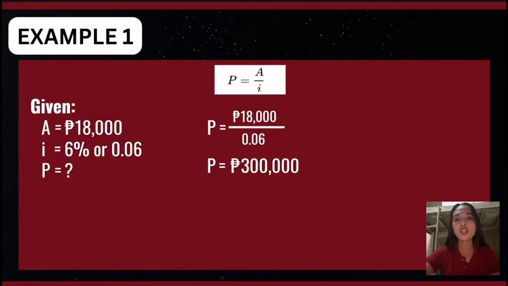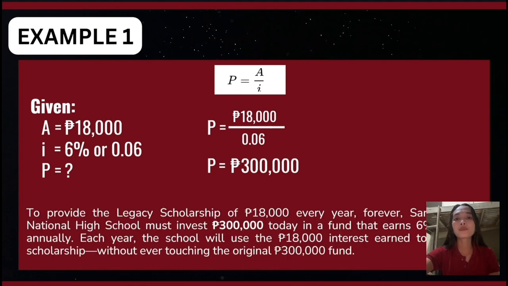300,000 pesos. So now, to provide the legacy scholarship of 18,000 every year forever, San Lorenzo National High School must invest 300,000 pesos today in a fund that earns 6% interest annually. Each year, the school will use the 18,000 interest earned to give the scholarship without ever touching the original fund.